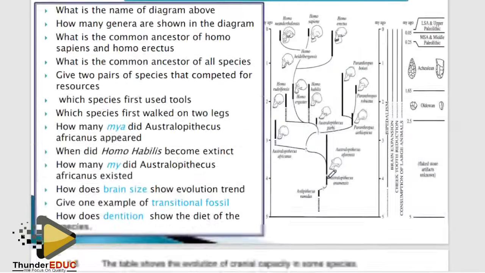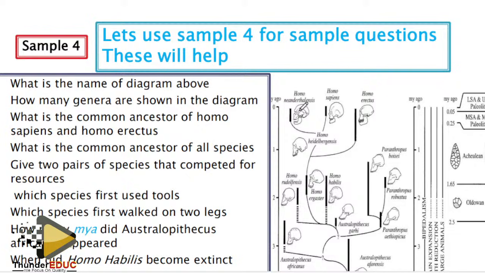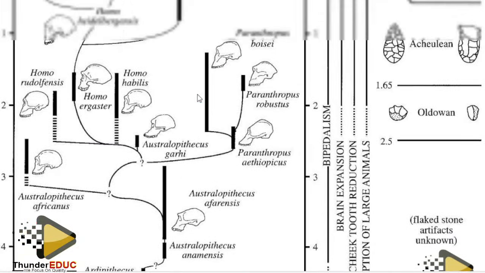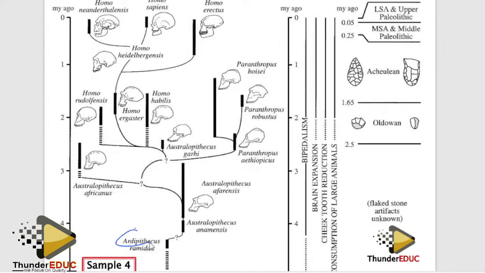Here are the questions. These are the questions we're going to talk about. What is the name of the diagram given above? It's called the phylogenetic tree. How many genera are shown? When they talk about genera, you are looking at the first name. Ardipithecus is the first genus. Australopithecus is the second. Then third, Paranthropus. Do you have Homo? That is fourth. Do you have another one? I think there are four. Unless there is something I've not seen, but you look at the first name and you don't repeat it.